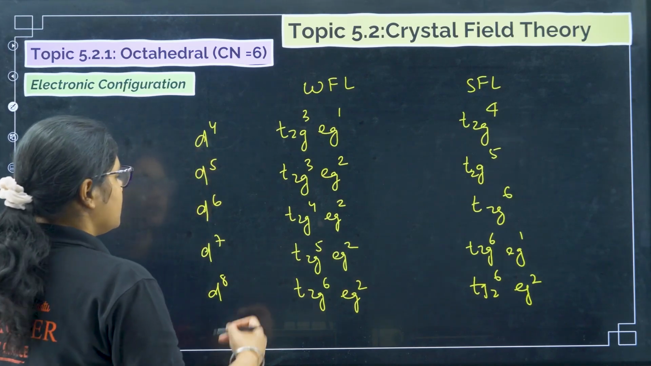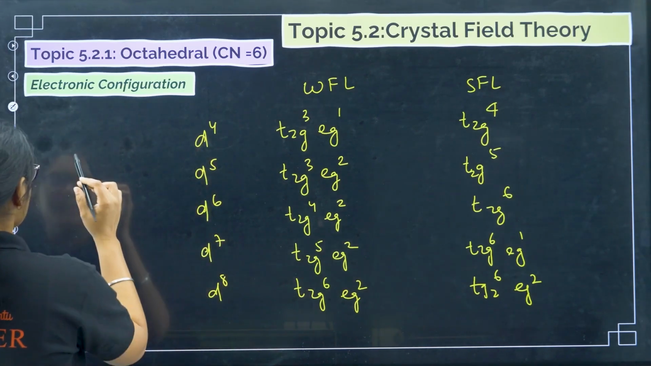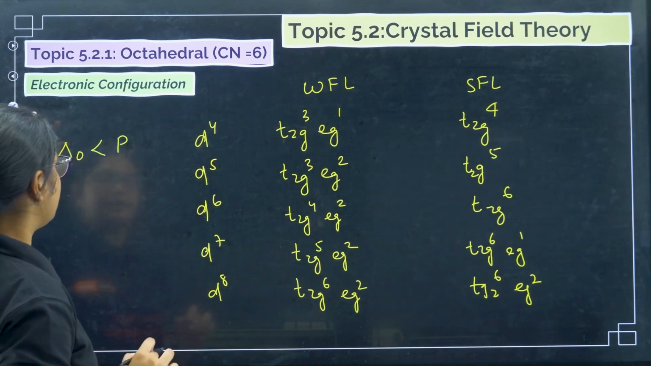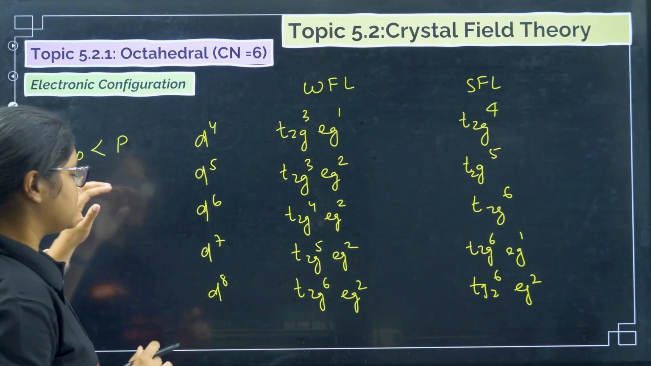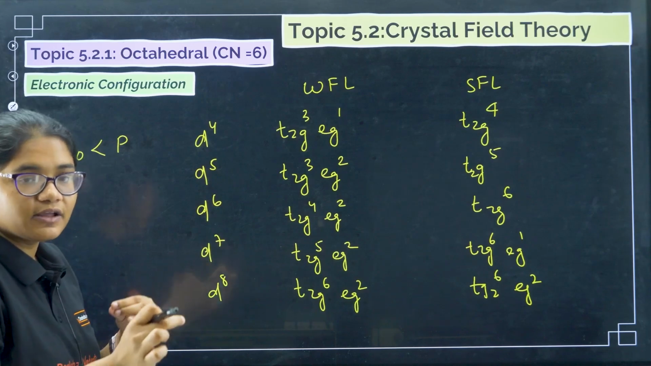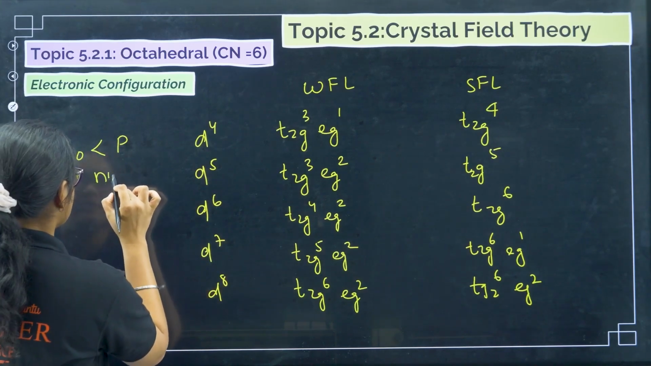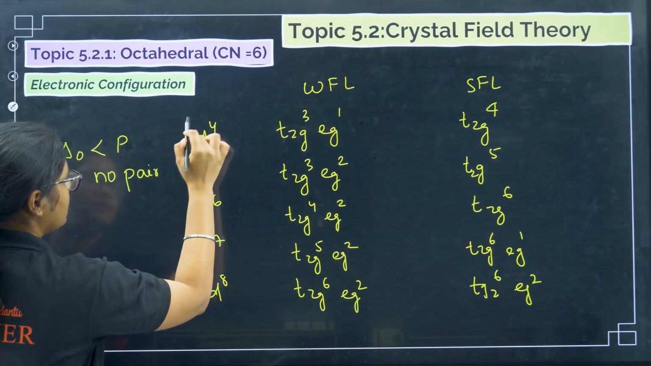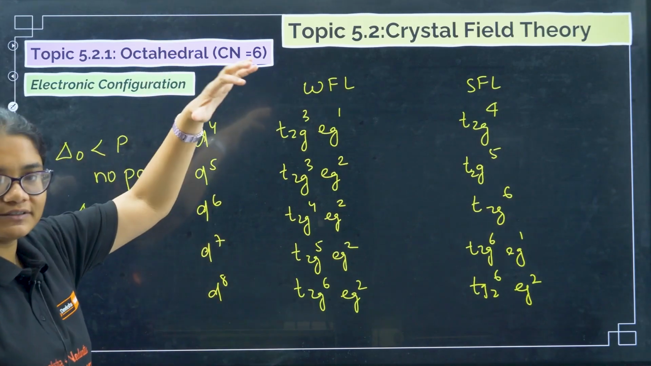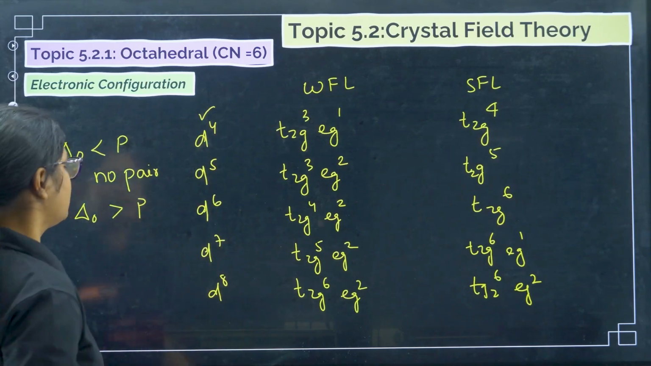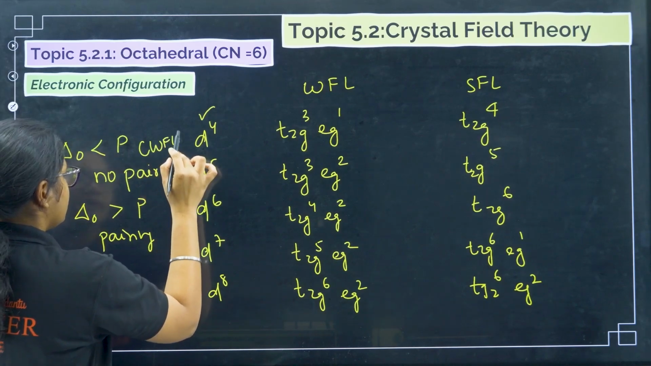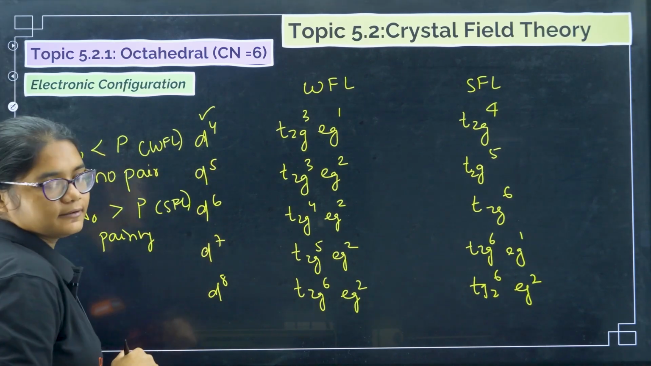Now always remember, it is also represented in a different way. If your delta O is less than the pairing energy, delta O is less means splitting is less. If splitting is less, the electrons will go to the higher level instead of choosing to pair. So when delta O is less than P, there will be no pairing of electrons. You can refer to this configuration. If delta O is greater than P, the difference is very high, then there will be pairing. So this is for weak field ligand, this is for strong field ligand.